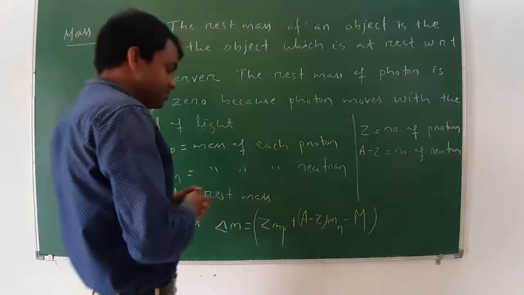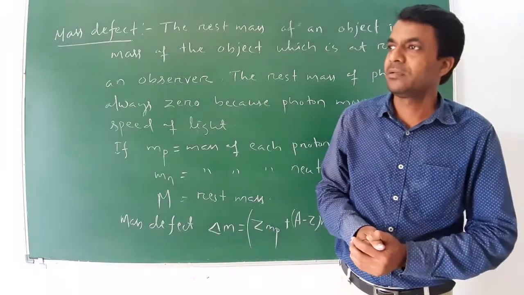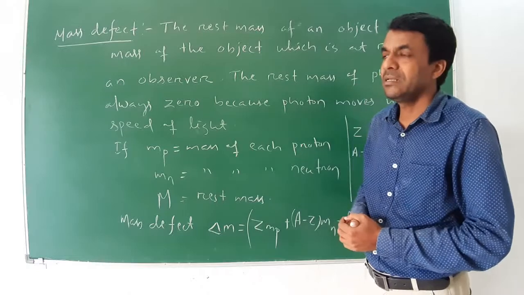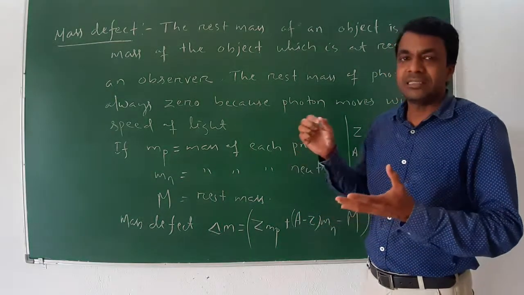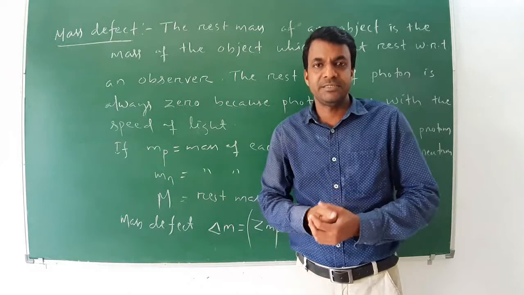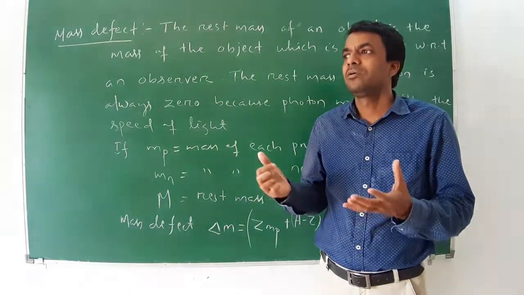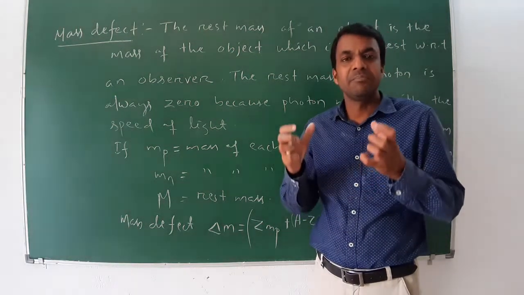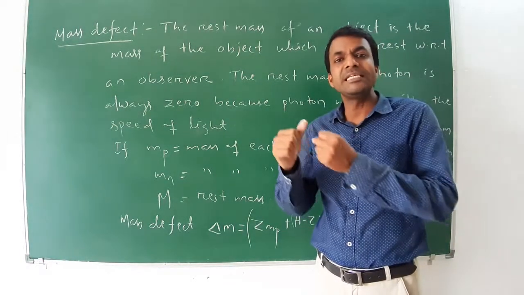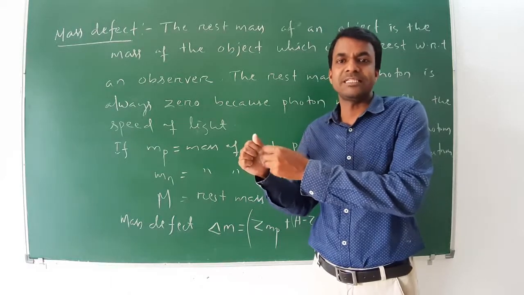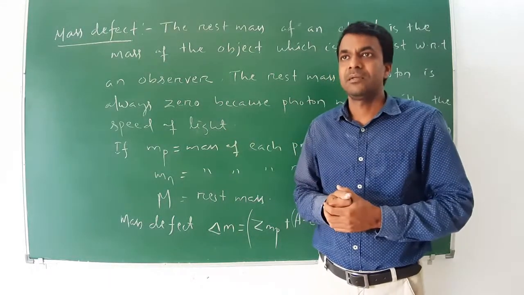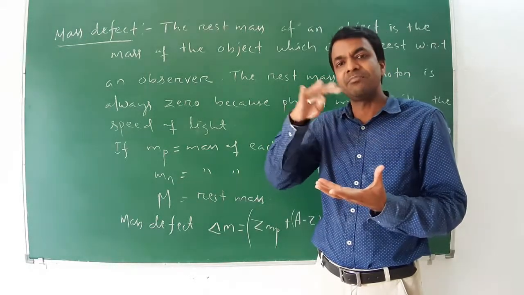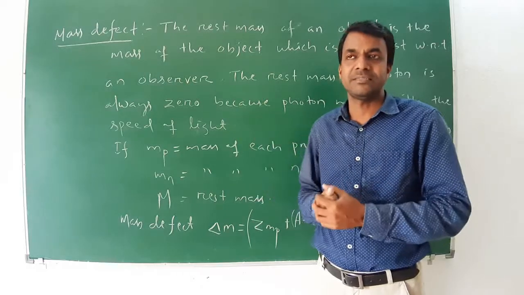Next part is your mass defect. What is the concept of mass defect? Generally, there is a concept of rest mass, which is also discussed in the mechanics chapter. Rest mass means the mass of a body when it is at rest with respect to the observer. Means when the body is at rest, then the mass of the body is known as the rest mass.